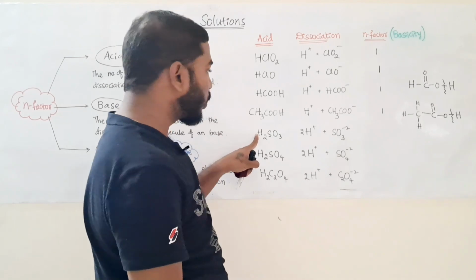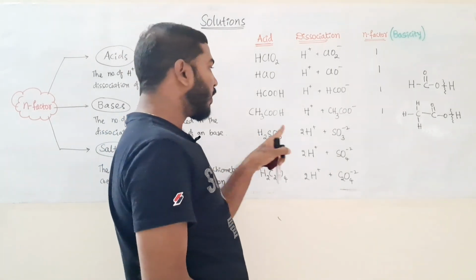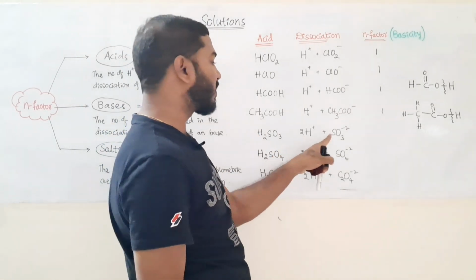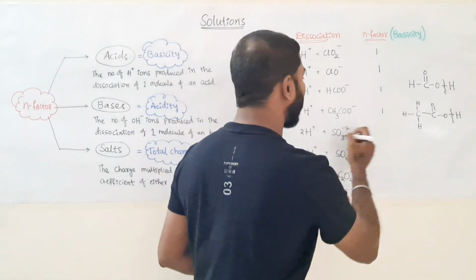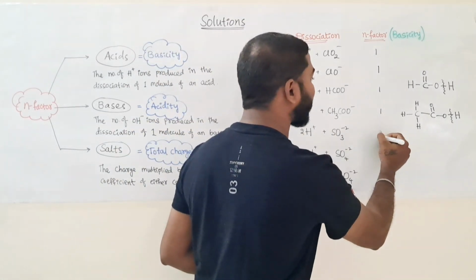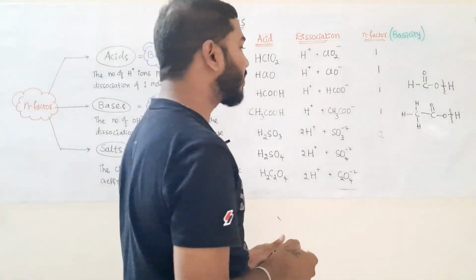Okay. Next, if we move to H2SO3, sulfurous acid, it is going to give us 2 H plus ions, and since we are getting 2 H plus ions, the N factor is going to be 2. Hope it is clear.